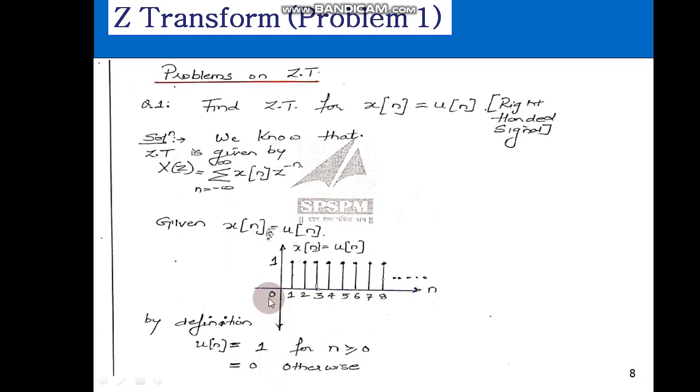Otherwise means for n less than 0. For n less than 0 I don't have anything, so I have shown it as 0. So this is the graphical representation, and we understand that there is only the value which is available from 0 to infinity, and that is equal to 1.